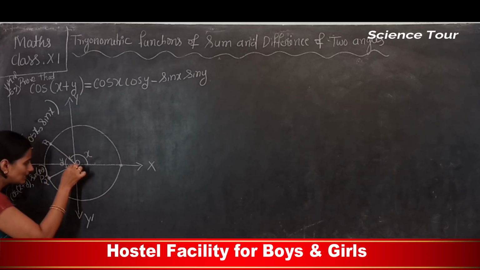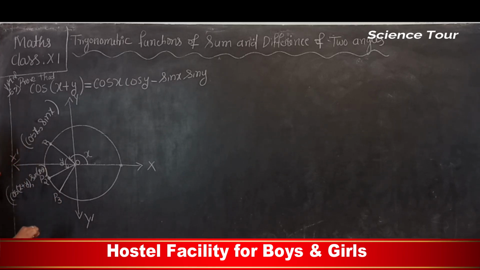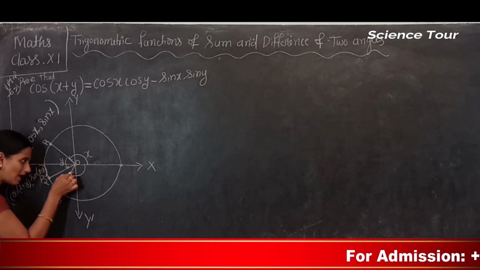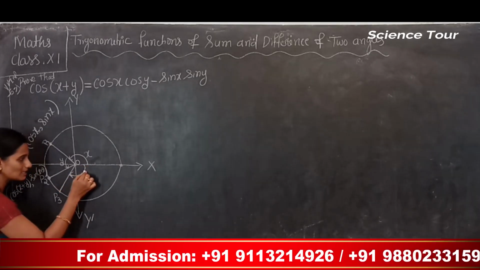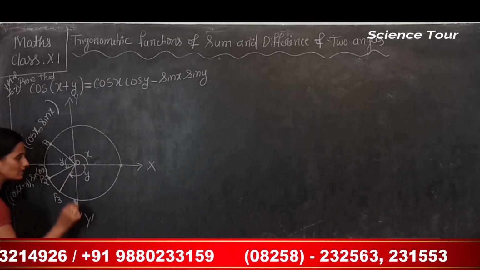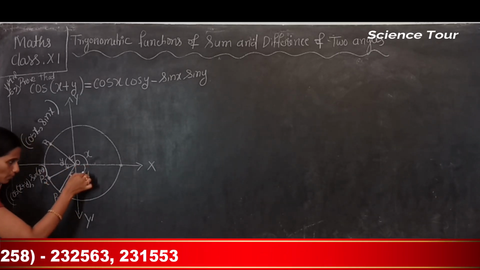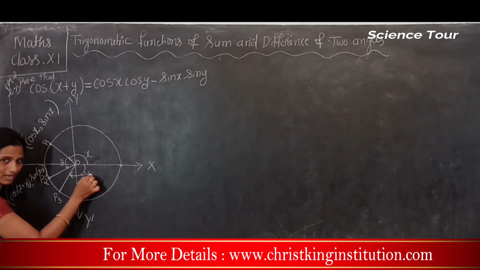So now I'll take the third point, that is P3. For this I take the reverse angle. See the direction. From the beginning I take the reverse direction. Let the angle be y. Because it is in the clockwise direction, your angle is minus y. So your movement is clockwise, so the angle is minus y.